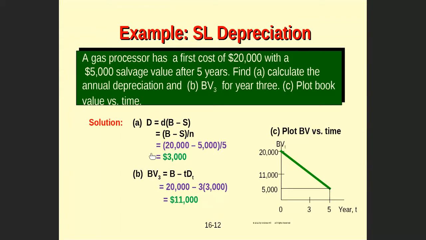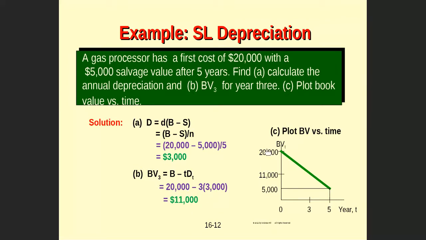The book value at year 3, and it can be requesting book value at year 2 or year 1, it doesn't matter. So the book value at year 3 will be the principal minus the number 3, referring to year number 3, times the depreciation which was found in part A. This will be equal to the book value. If you want to sell or purchase that equipment after 3 years of use, it will cost $11,000.